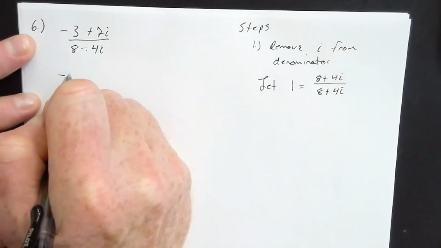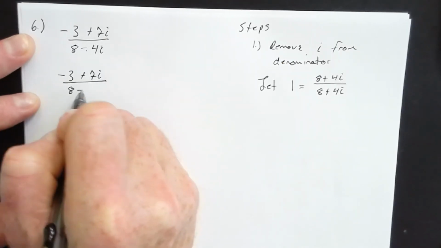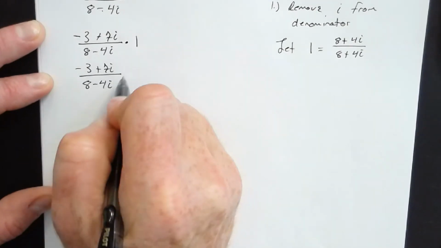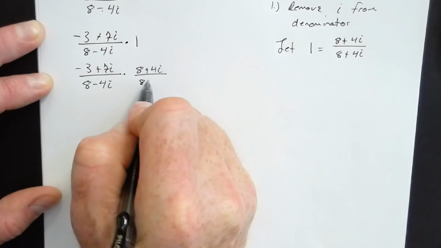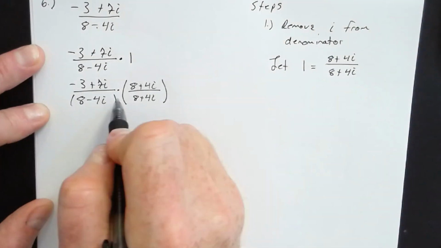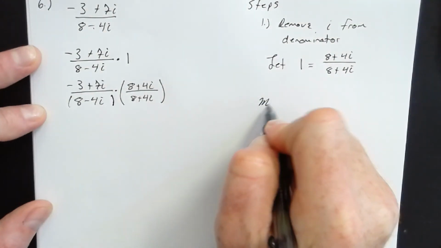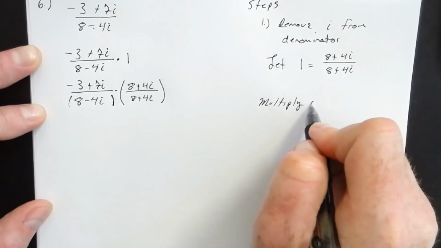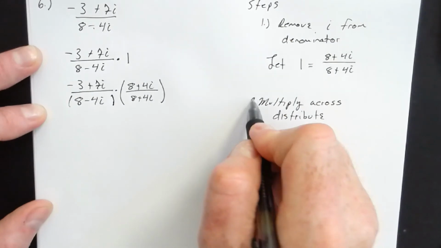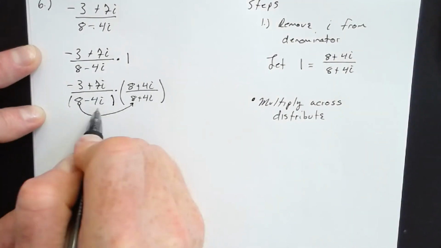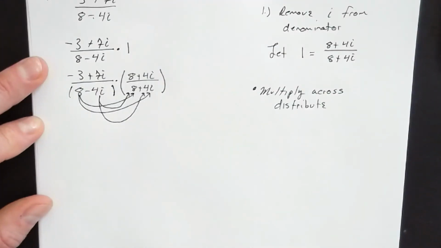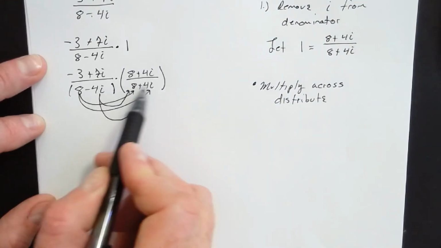So let's go ahead and multiply across. We have to distribute these out because we have two terms here and two terms over here.